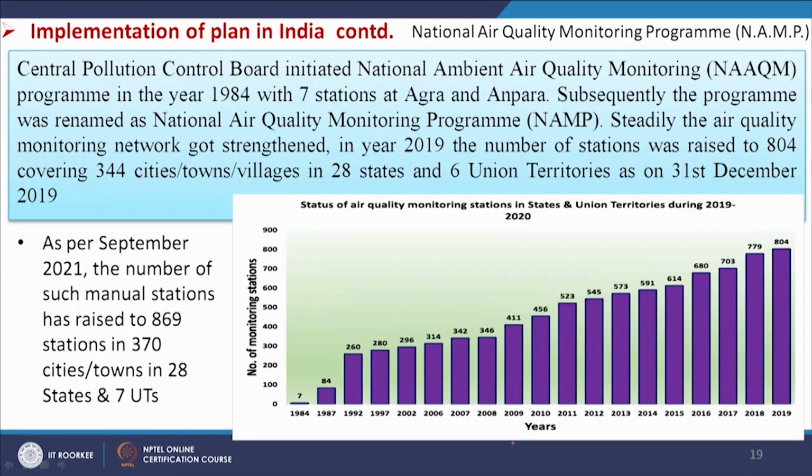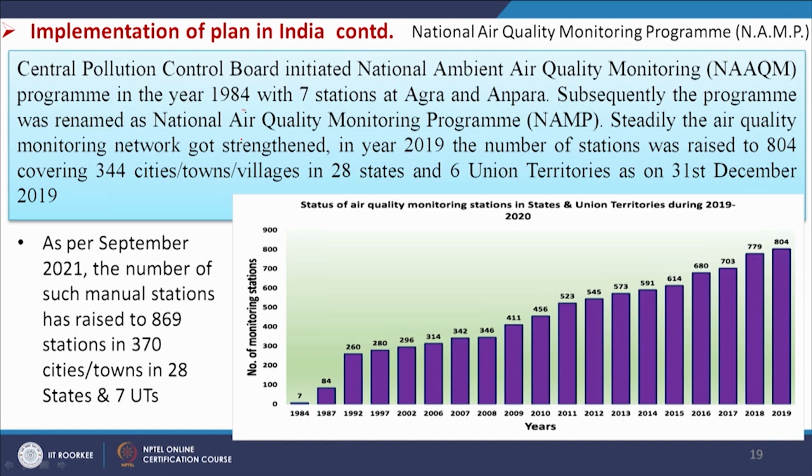Now, the Central Pollution Control Board initiated the National Ambient Air Quality Monitoring NAAQM program in the year 1984 with 7 stations at Agra and Anpara. Subsequently, the program was renamed the National Air Quality Monitoring Program. Steadily, the air quality monitoring network got strengthened.